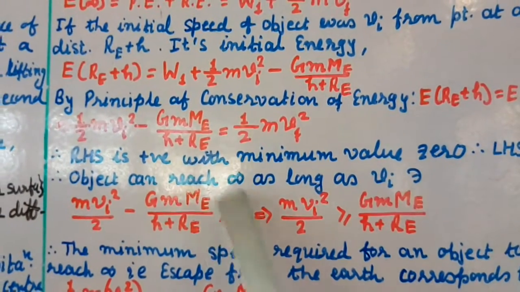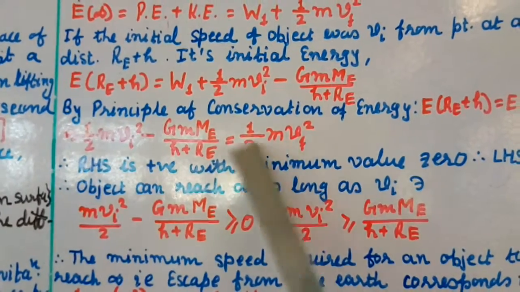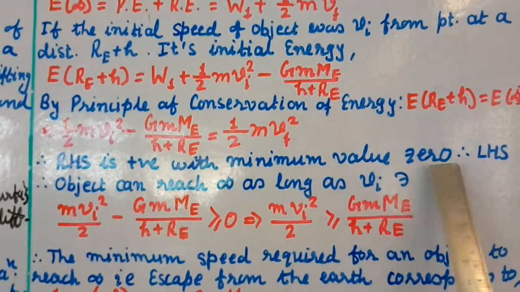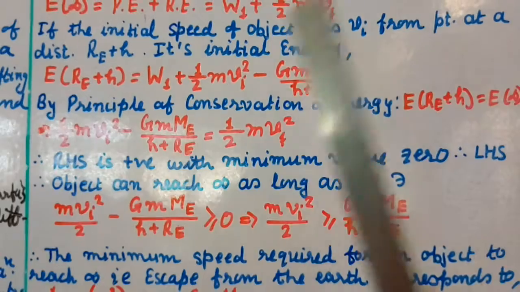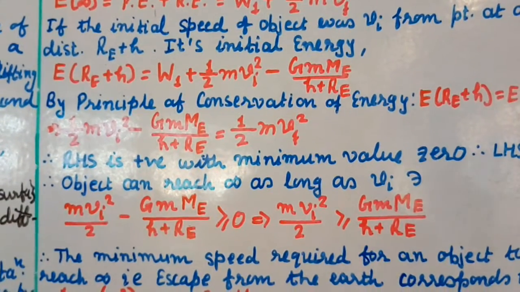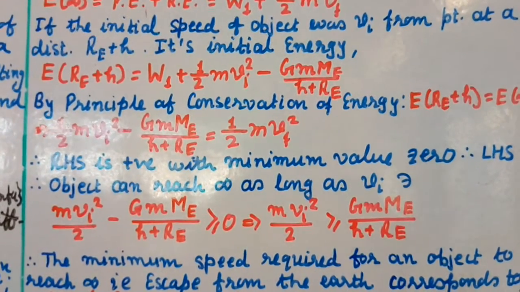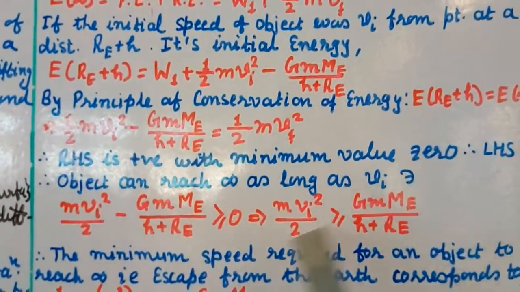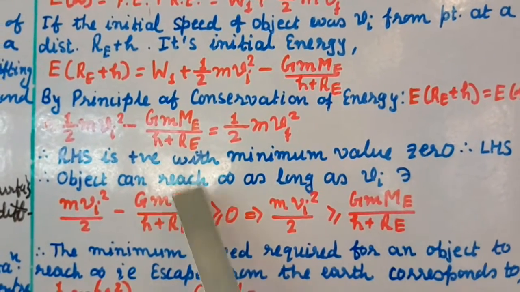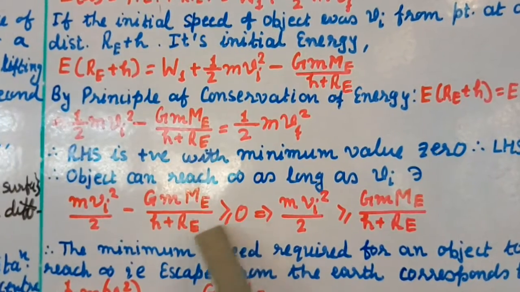Okay, so if this value is greater than or equal to 0, because we already said that the right-hand side is positive and its minimum value is 0, therefore this should also be the same: it should be positive, and its minimum should be 0. So using the first relation, I can say this value also should be greater than or equal to 0. Minimum should be 0, right? That is greater than or equal to 0.